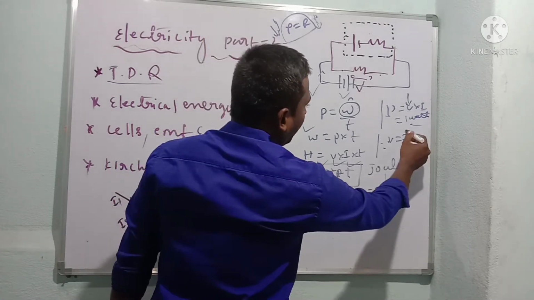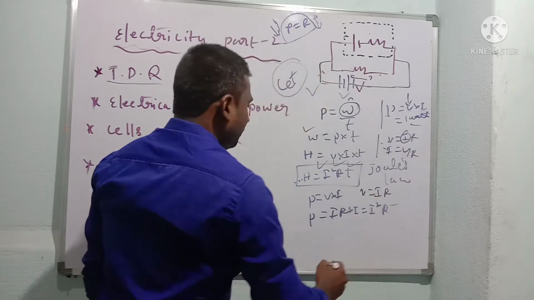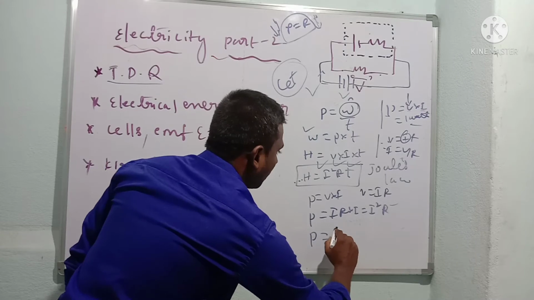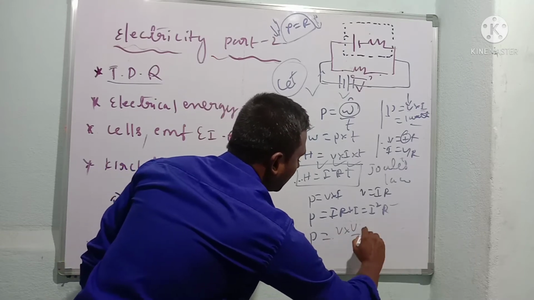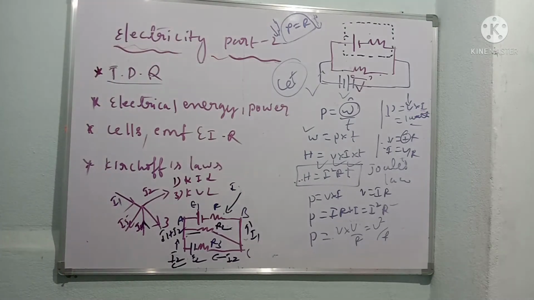If I is equal to V over R, then this becomes P is equal to V into V by R. This becomes V square by R. Please note down the formulas. That is H is equal to I square into R into T. P is equal to V into I. And P is equal to I square R. P is equal to V square by R.